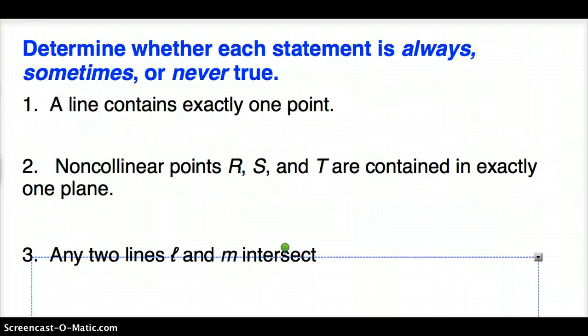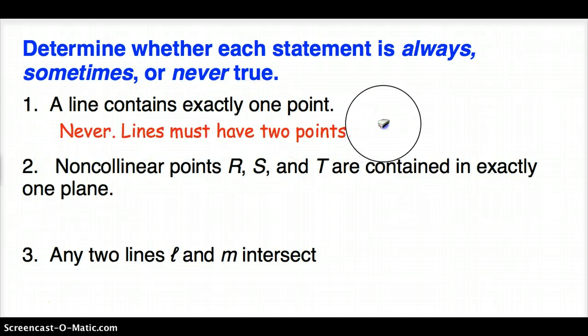Let's take a look at our examples now. Determine whether each statement is always, sometimes, or never true. Number 1, a line contains exactly 1 point. Now remember, just a few minutes ago we said that in order to have a line you have to have 2 points. So this problem is never true. A line has to have 2 points.